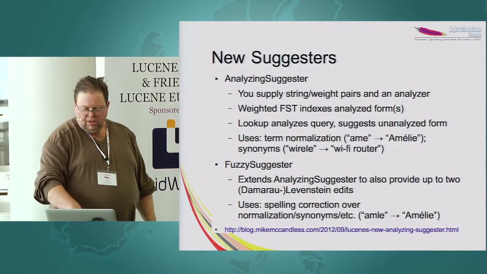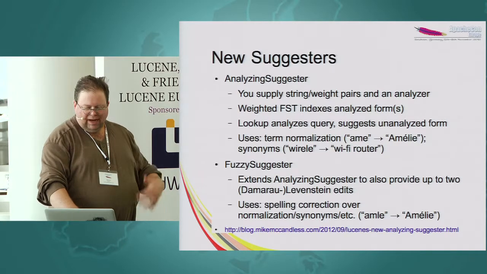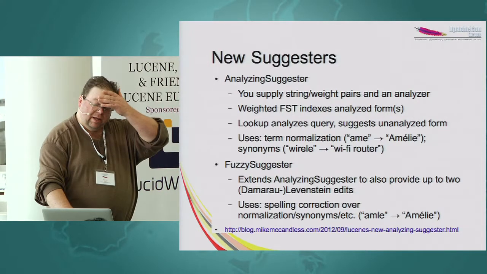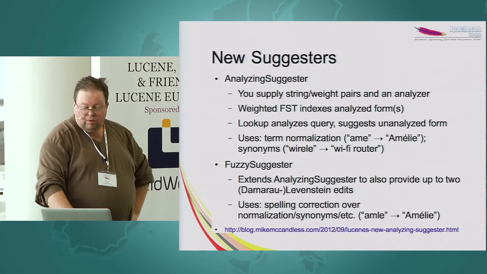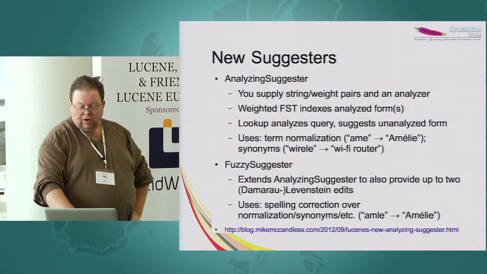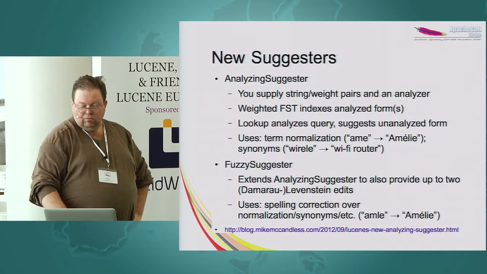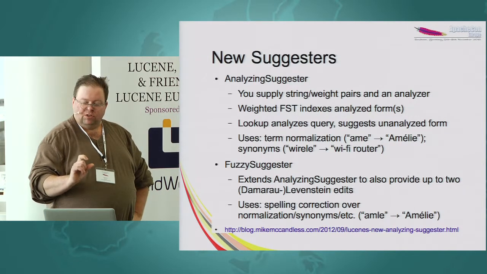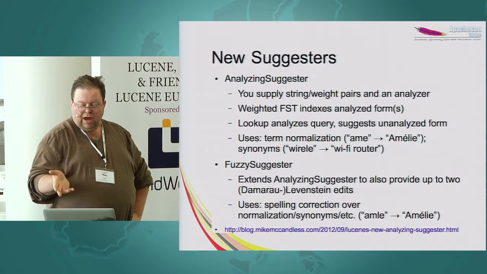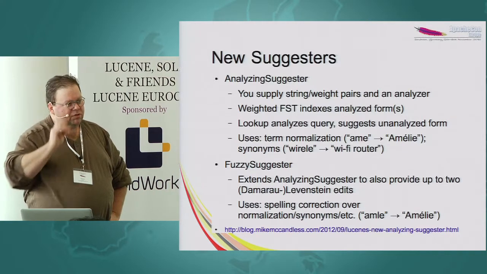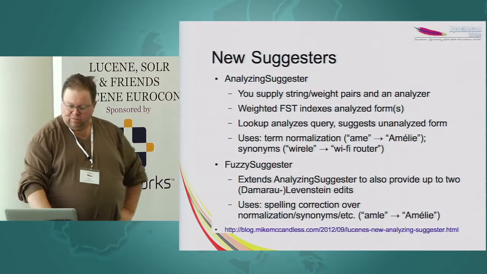Fuzzy suggester extends analyzing suggester to also provide up to 2 Levenshtein edits. So this could be used to provide spelling correction over normalization and synonyms. So here there's a transposition of the L and the E, which, I think, transposition is just a single edit. So that would allow for suggesting amélie again. And again, there's a blog post here by Mike McCandless that you can look at if you want more details about those.